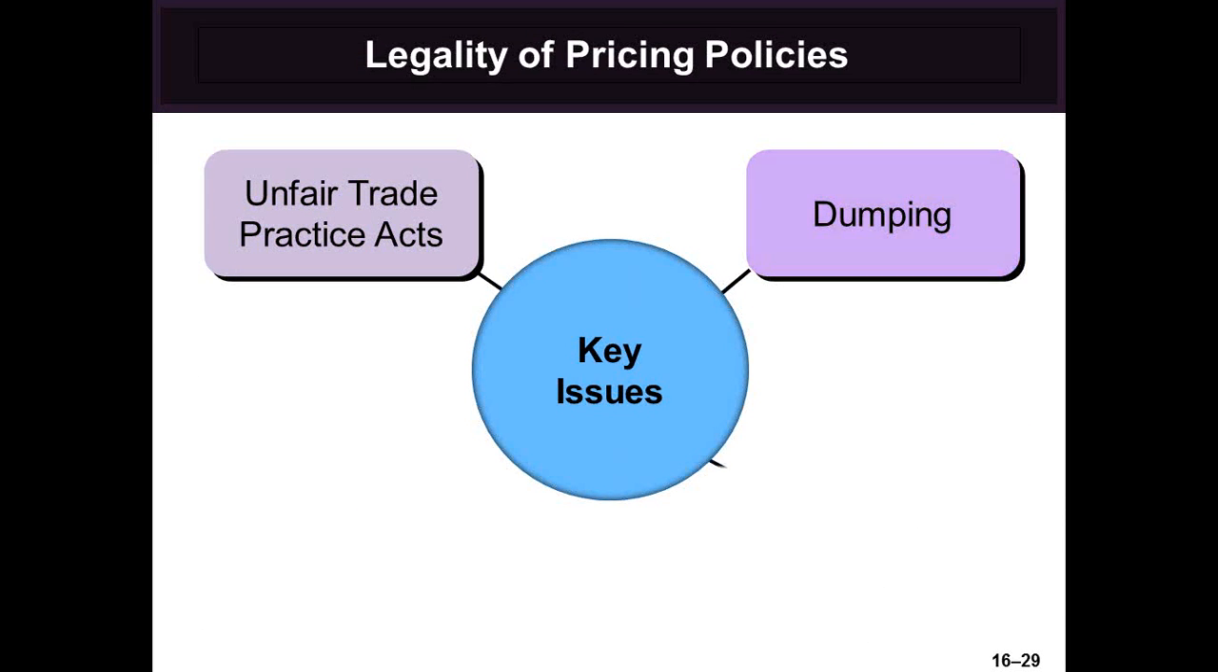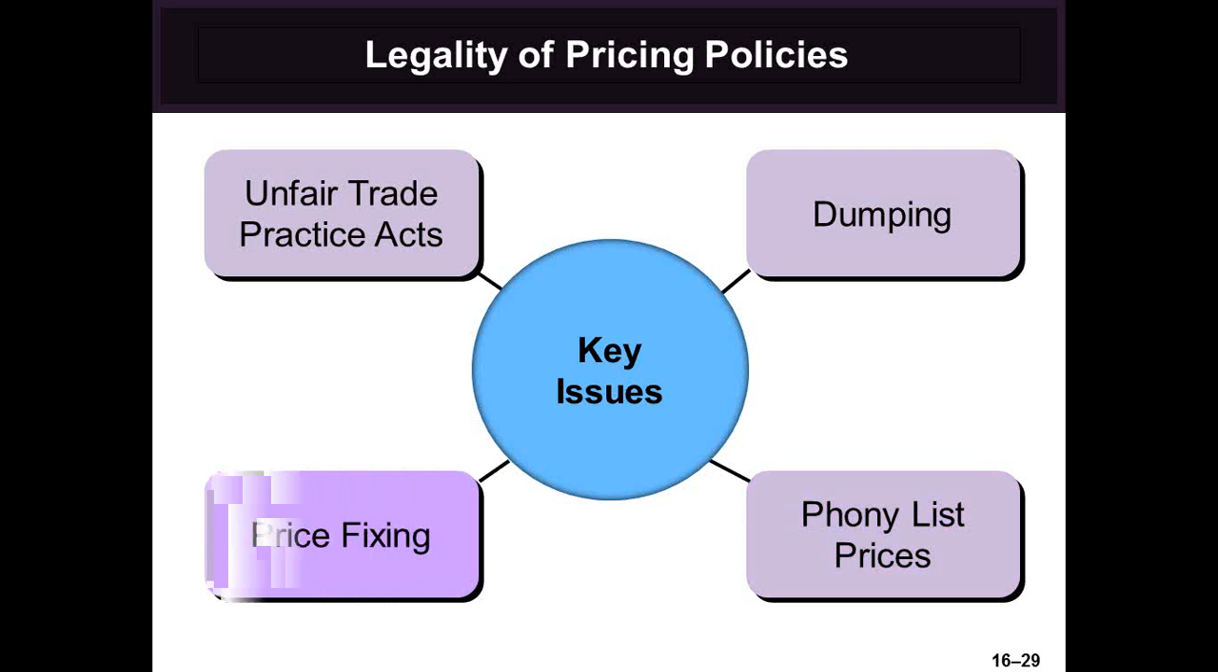Anti-dumping laws protect domestic producers from foreign competition. Regulators can set prices. You can't lie about prices. Phony list prices are prices shown to consumers to suggest that the price has been discounted from list. In the U.S., the Federal Trade Commission tries to stop this practice using the Wheeler-Lea Amendment, which bans unfair or deceptive acts in commerce.